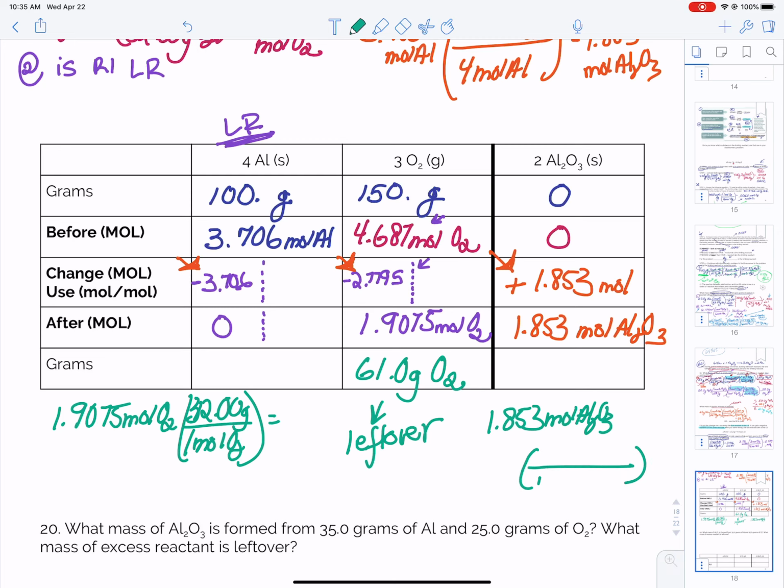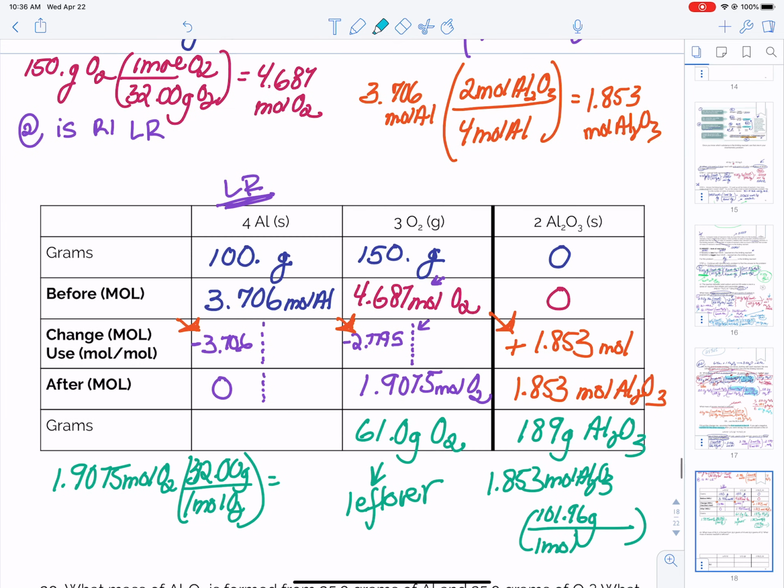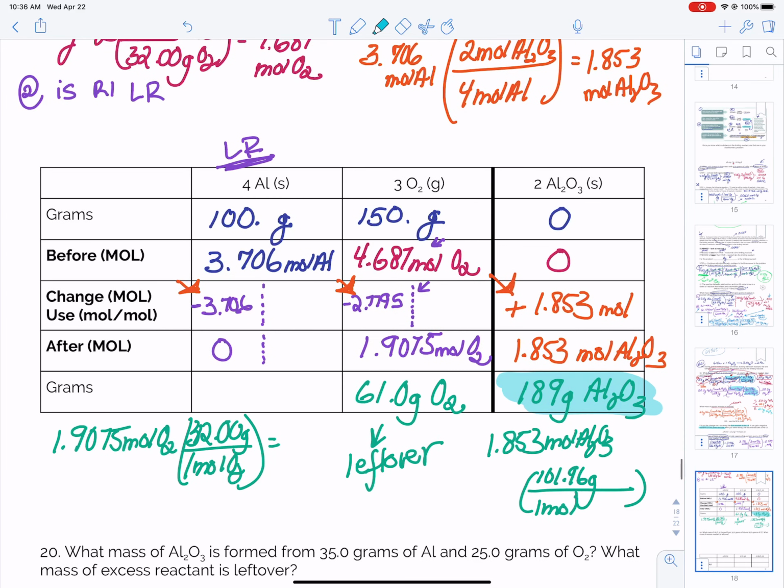I'm running out of room here. Convert that back to grams. The molar mass for that is 101.96. And that comes out to be 189 grams of Al2O3. So I've actually answered, even though it seems like an awful lot of work, I've answered both questions, right? The first question that I circled, when it said circle to do, what mass of aluminum oxide is formed? That's this. The second question said, what mass of excess reactant is left over? And that's that answer right there. So I can answer both questions at the same time.